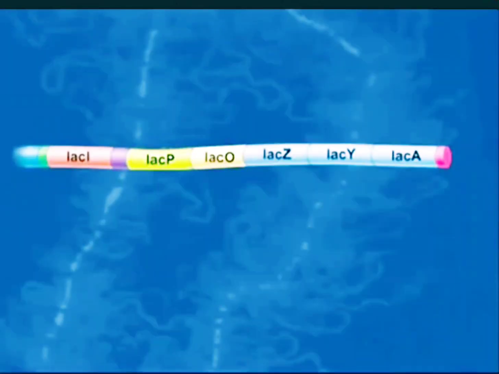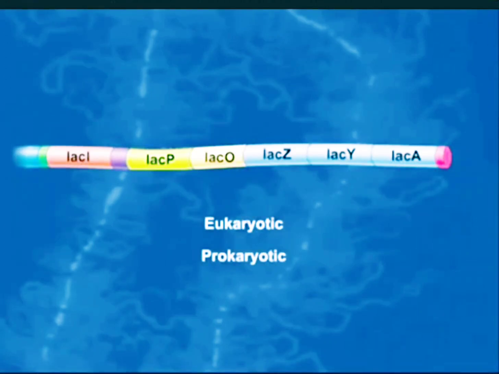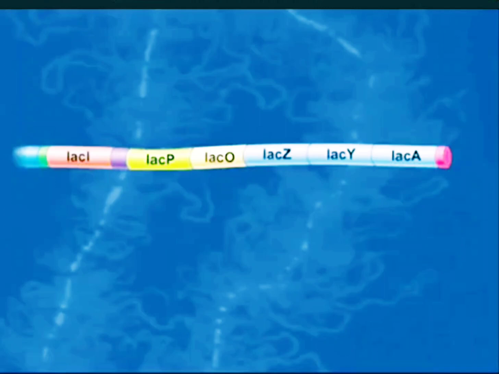The expression of genes can be transcriptionally regulated. Such regulation is a critical feature of both eukaryotic and prokaryotic organisms. One of the classical systems used to investigate transcriptional regulation was originally investigated by Jacob, Monod, and Pardee.